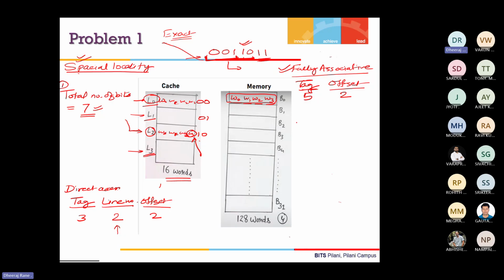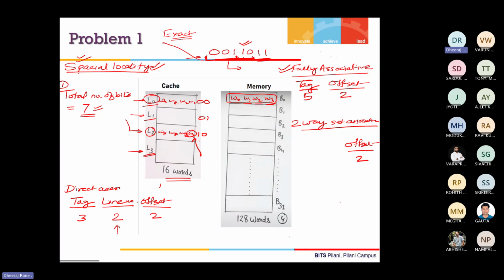Now, what will happen with respect to two-way set associative? You just have to tell me the categories. Obviously, the offset will always be there because we are dealing with the concept of spatial locality, where we are utilizing 4 words. Offset is 2 bits, which means in no case will it vary.